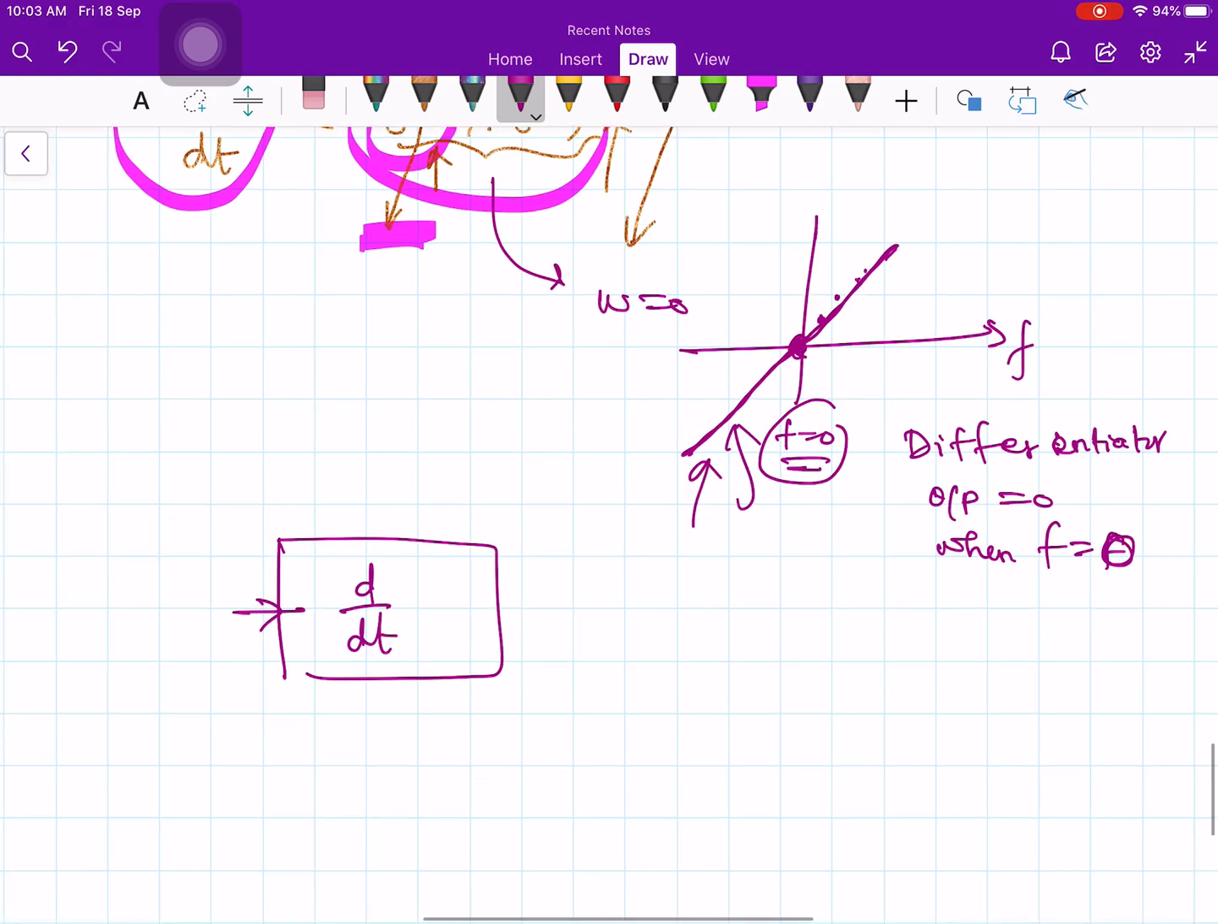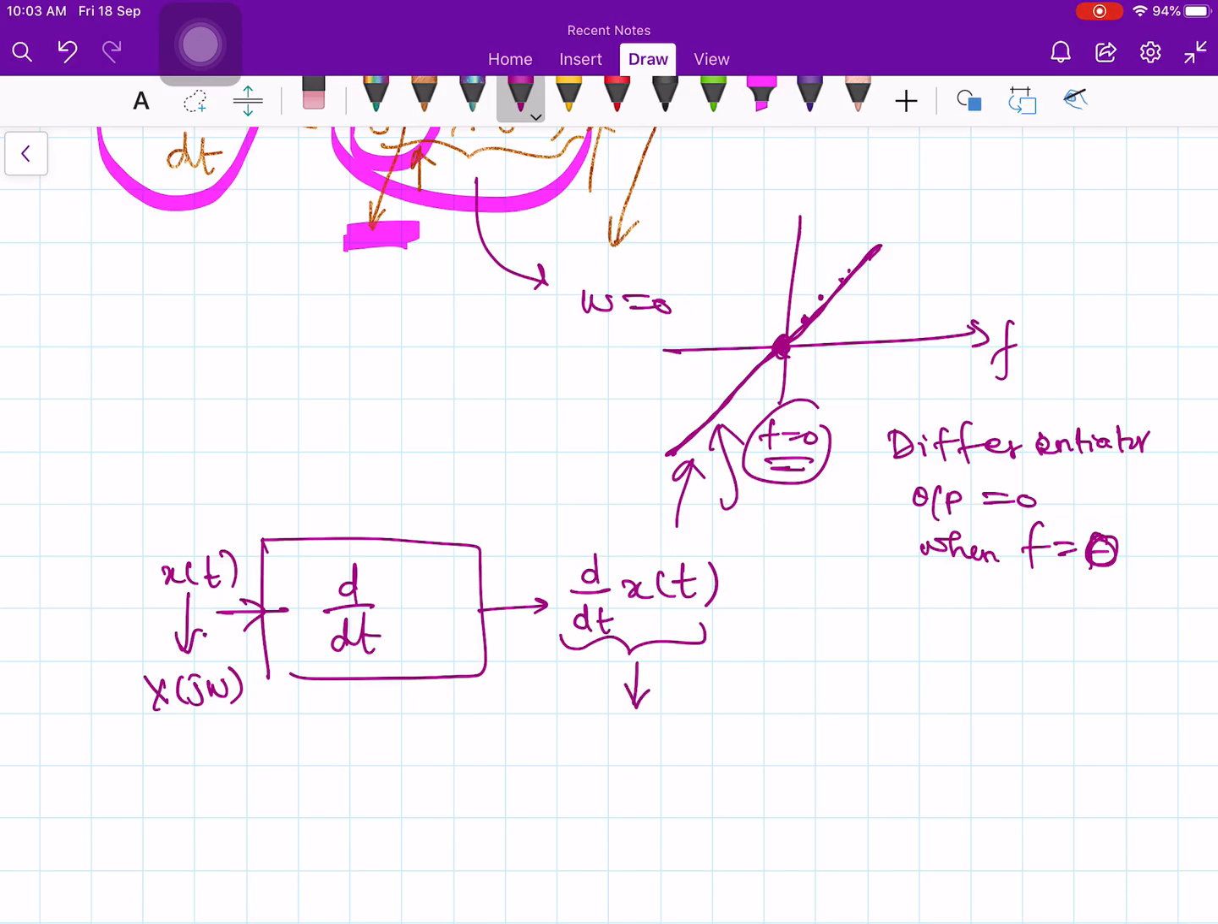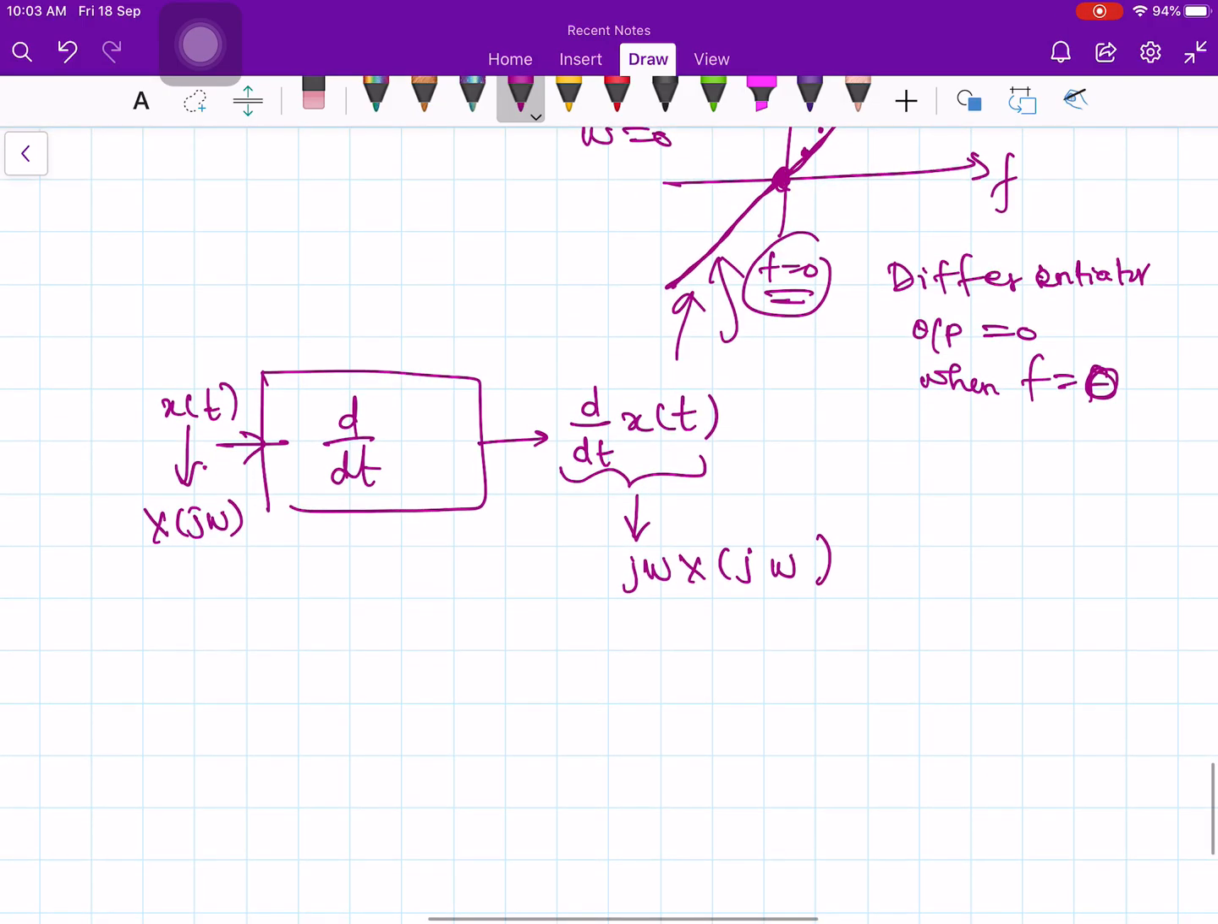Okay, input is x of t, output is the time domain d by dt of x of t. If you take Fourier transform of x of t, you will get X of j omega. In the transform domain, d by dt of x of t is j omega times X of j omega. So we could call such a device some kind of a bandpass differentiator.